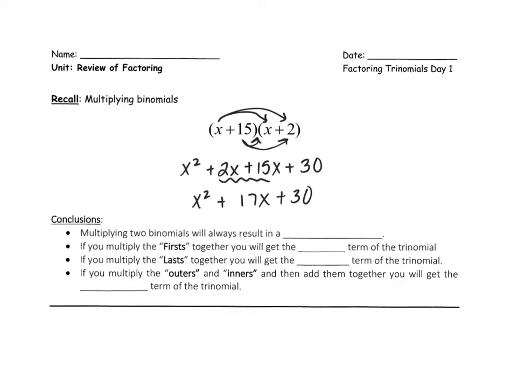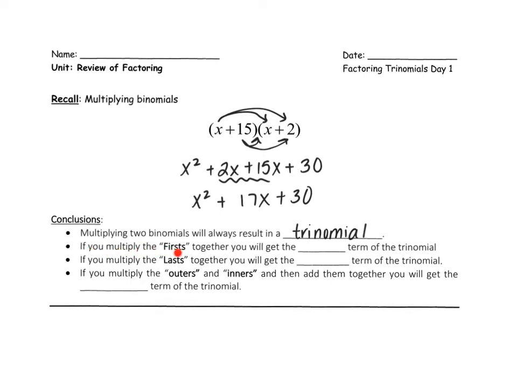So what conclusions can we make about multiplying these binomials together? First, multiplying two binomials will always result in an expression that has these three terms, which we call a trinomial. So a trinomial is always going to be the result of two binomials being multiplied together.